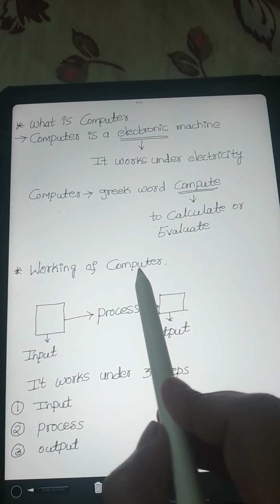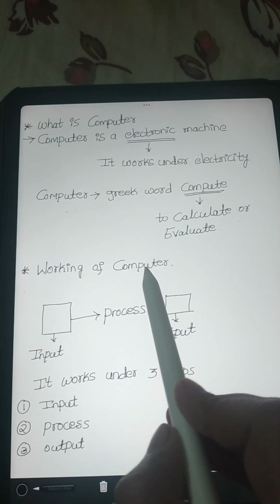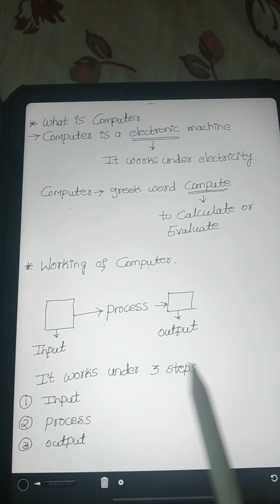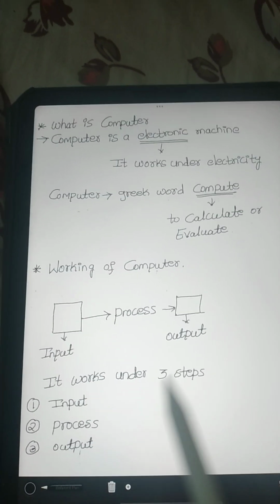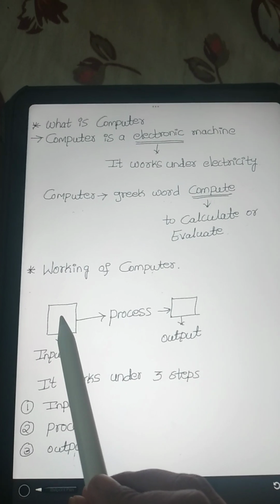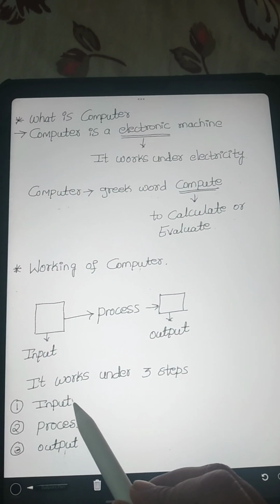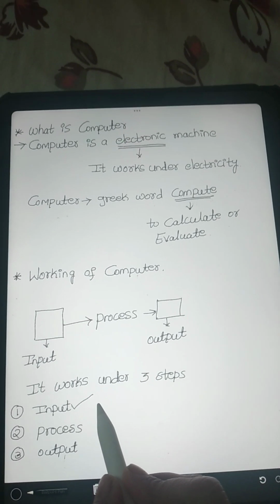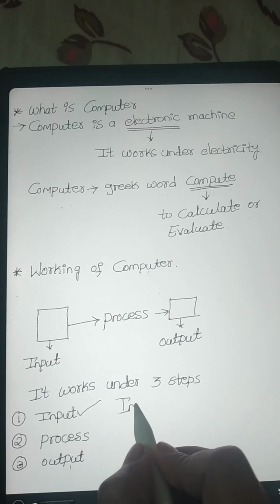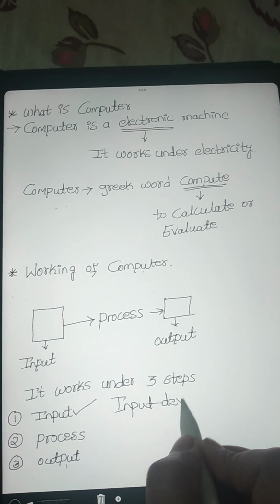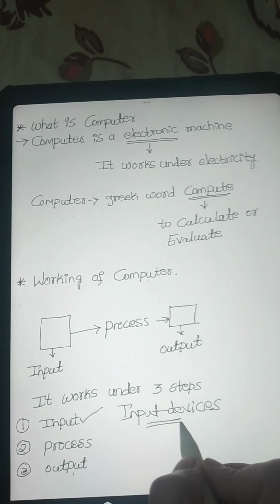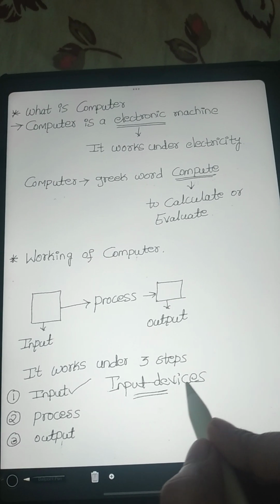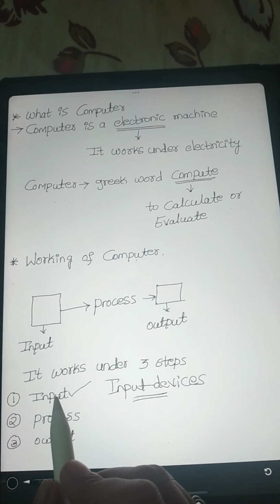Okay, so let us study the working of a computer. The working of a computer includes three steps: input, process and output. The first step is input. What is input? Giving data to the computer from input devices, like keyboard, mouse, etc. From such things we can give input to the computer. So this is the first step.